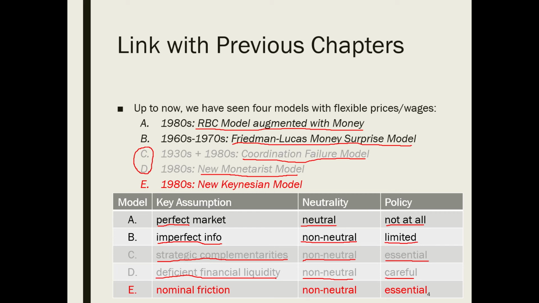The last model we are going to cover is the new Keynesian models, Model E, which were developed in the 1980s along with the new classical models.